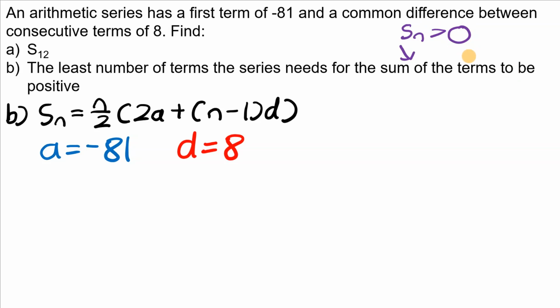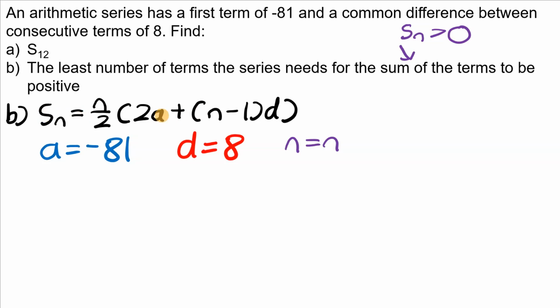So what this question is actually asking us is to find the value of n where Sn is bigger than 0. The way that we're going to do this is we're going to use this formula here, where a is equal to minus 81 and d is equal to 8. We're going to plug in these values, say it's bigger than 0, and rearrange in order to find the value of n for which this occurs.